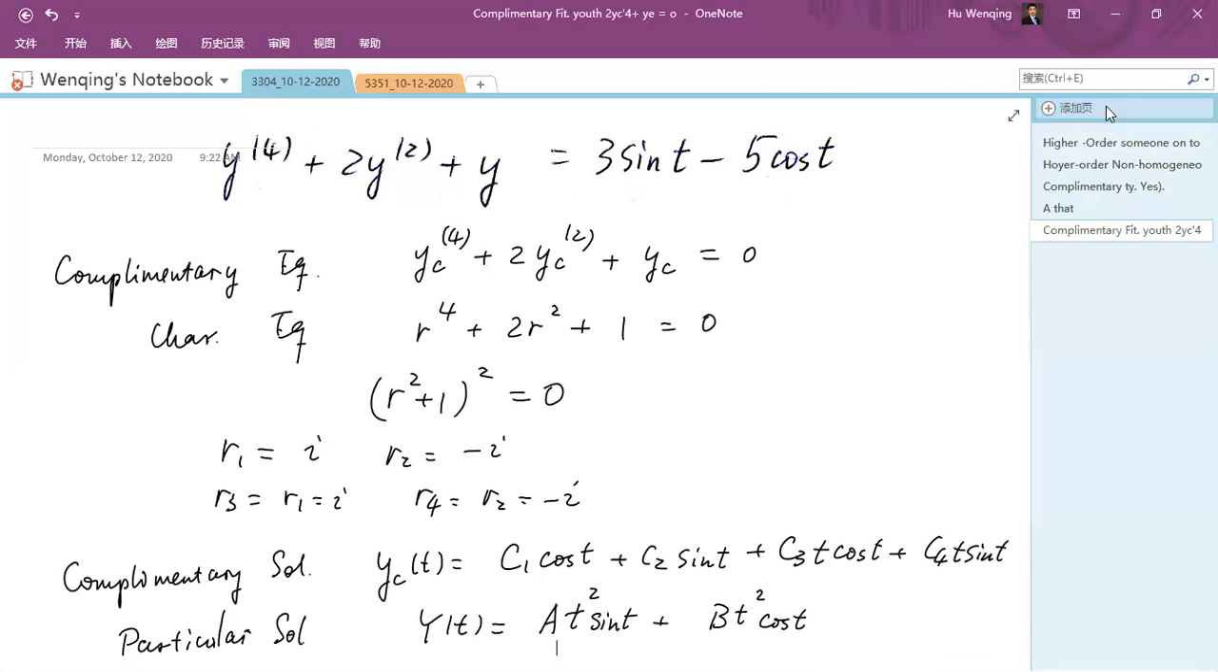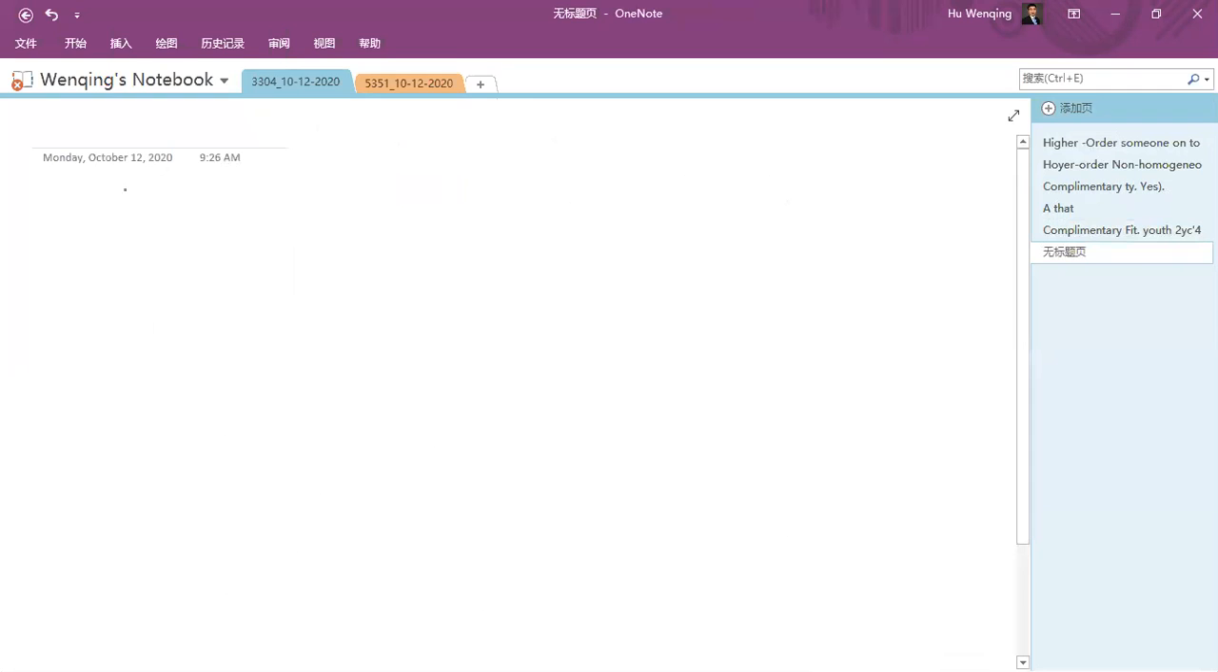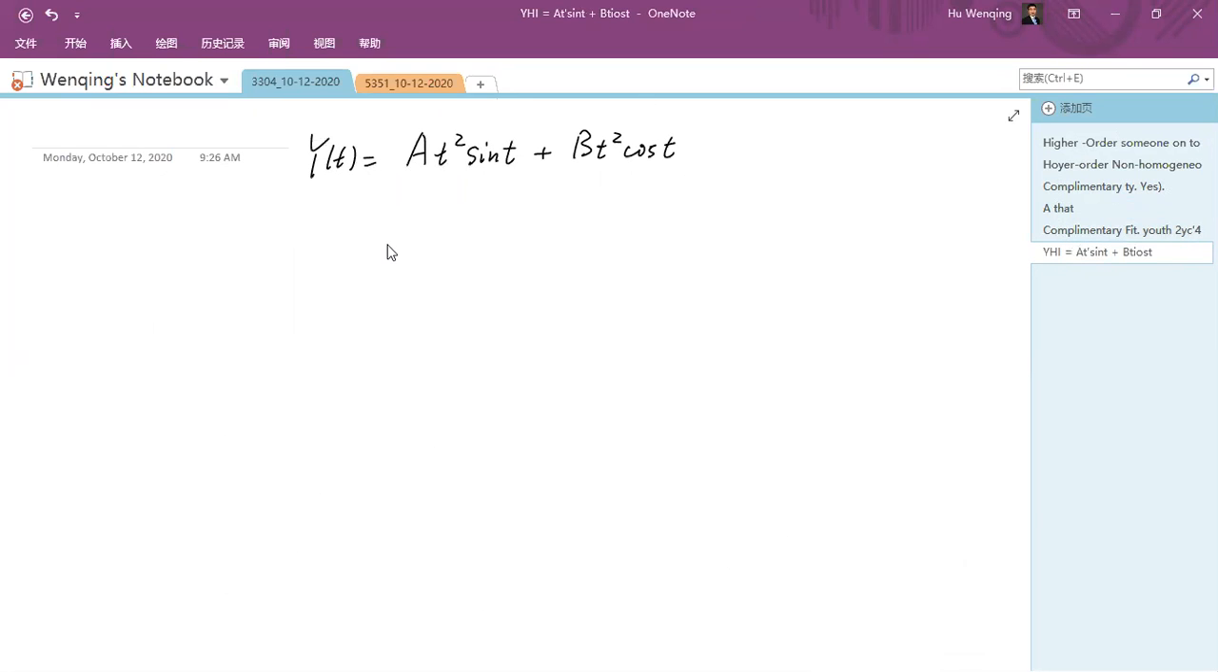Now with that particular solution in hand, we start to do some tedious calculation, because you're going to have a t squared sine t plus b t squared cosine t. You get this function, right? This function does not overlap with part of the complementary solution. It's going to be your particular solution. So then you have to take derivatives. Is that good, family? Okay.